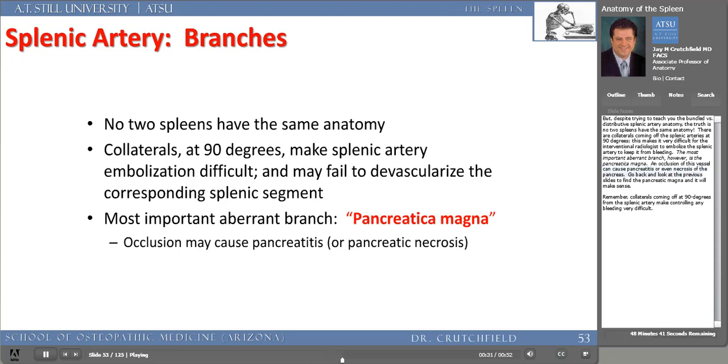An occlusion of this vessel can cause pancreatitis or even necrosis of the pancreas. Go back and look at the previous slides to find the pancreatica magna, and it'll make sense. Remember, collaterals coming off at 90 degrees from the splenic artery make controlling any bleeding very difficult.